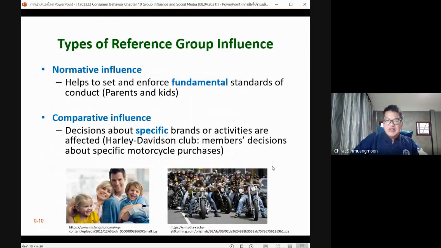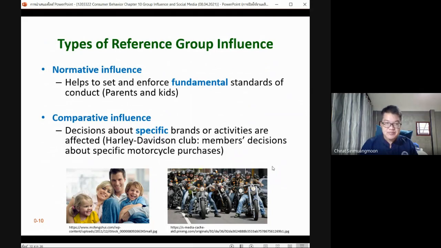So reference group influence can be of two types. First one, normative influence. Normative influence is the influence from the standards that the people close to you, like your parents, put on you. For example, your mom and your dad raise you by teaching you good things: what you should do, what you should not do, what is the polite way to say things, what good things you would like to contribute to society. So this is how normative influence happens.